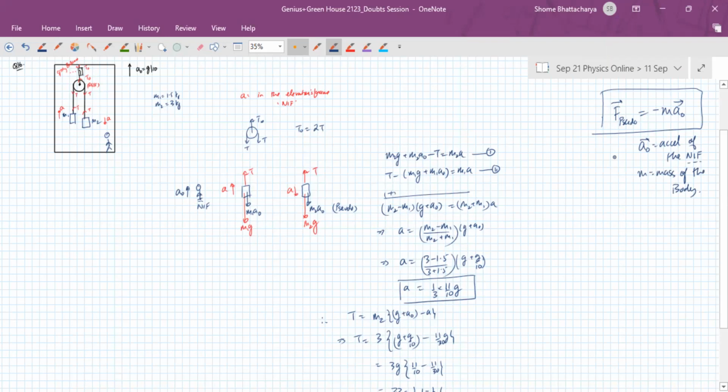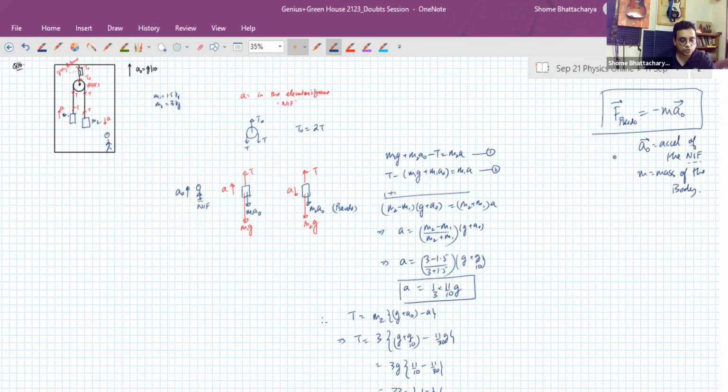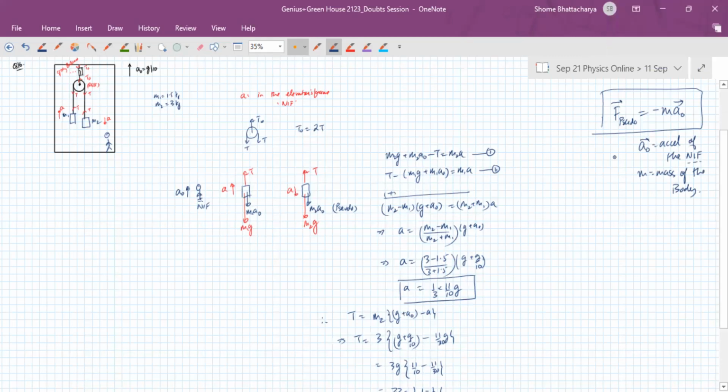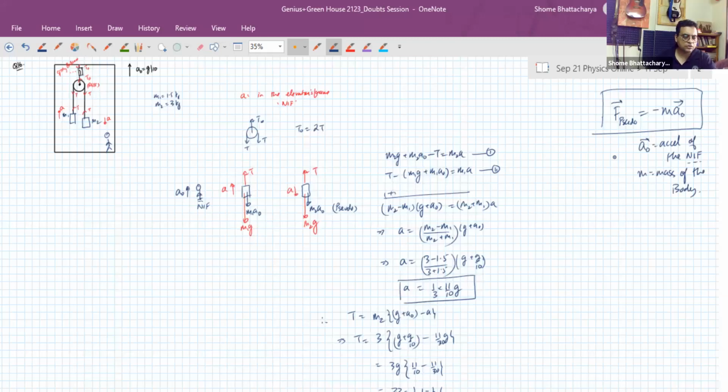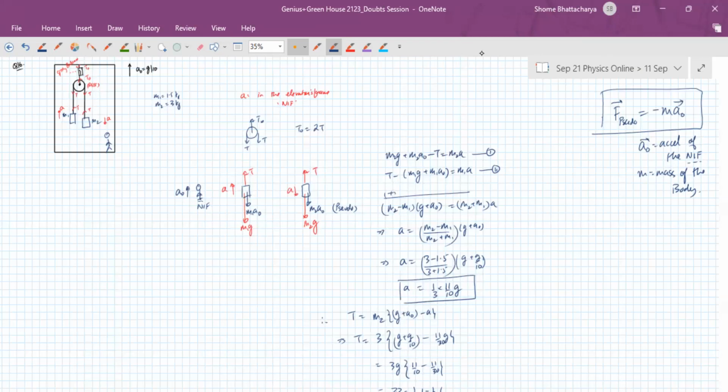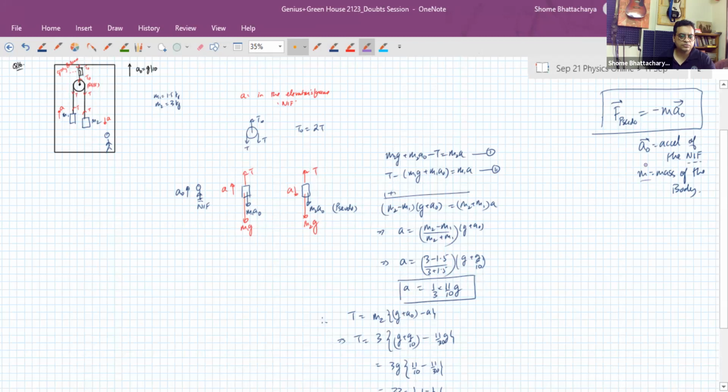Sir, can you explain how pseudo force is applied in these two boxes? Mass one and mass two, how is the pseudo force applied? So see, the formula of pseudo force is written here. On a body of mass m moving inside a frame which is having an acceleration of a naught with respect to ground. This is the formula of pseudo force.